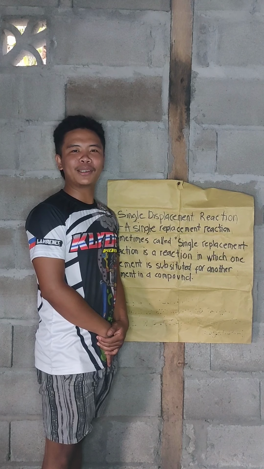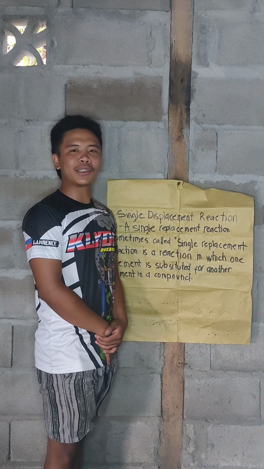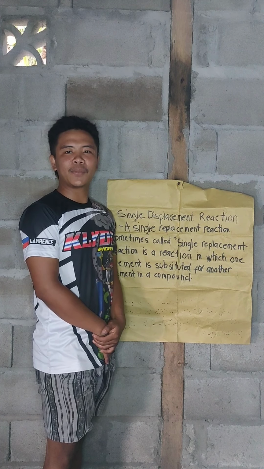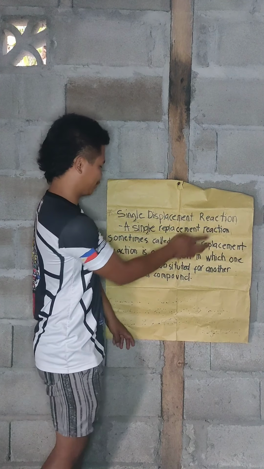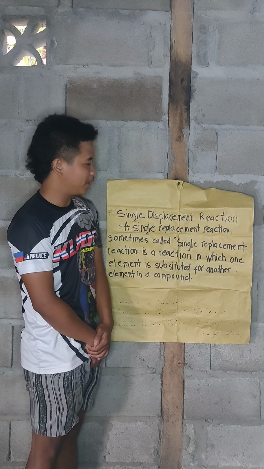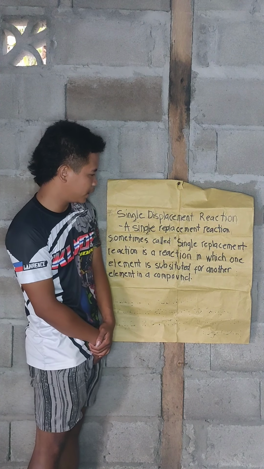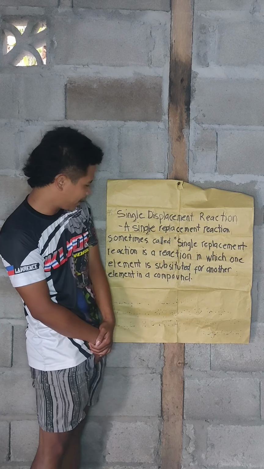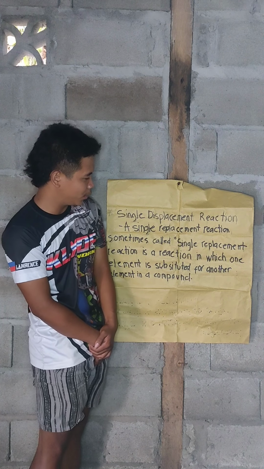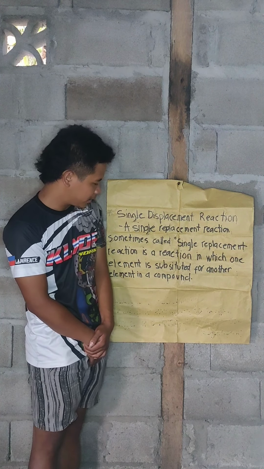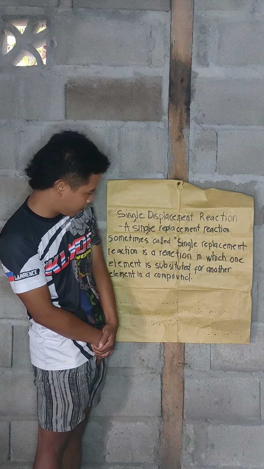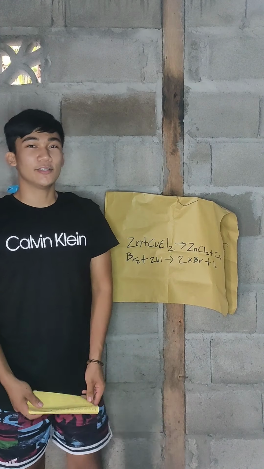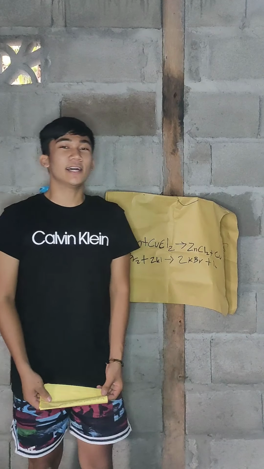Hello everyone, I'm Lawrence V. Capbay and I will discuss to you the third type of chemical reaction, which is single displacement reaction. A single displacement reaction, sometimes called single replacement reaction, is a reaction in which one element is substituted for another element in a compound. Kinds of single displacement: one is cation displacement, two is anion displacement.